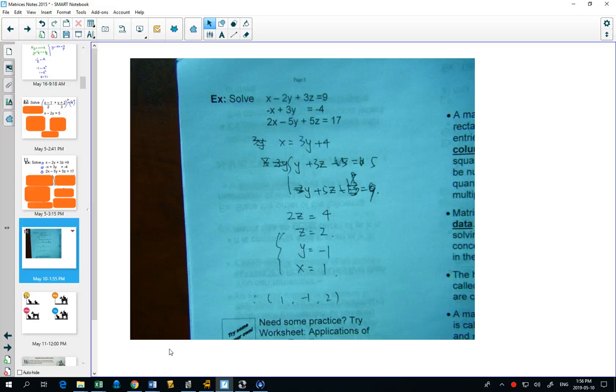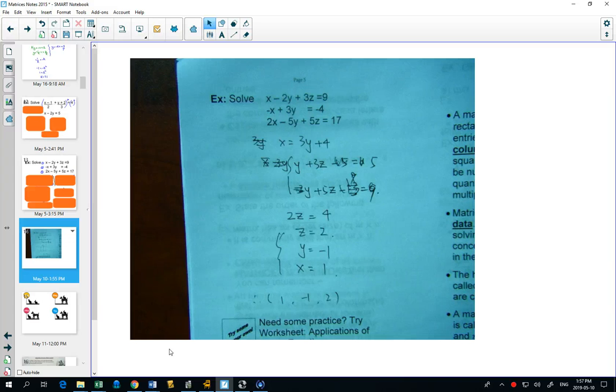Into the top one? Okay, so 3y plus 4 minus 2y would be y plus 3z, and you move the 4 over to the other side right away. So he substituted it back into the first equation. And when he substituted it back into the first equation, did you also substitute it into the last equation? Okay. Substituted into the first equation and substituted into the last equation.